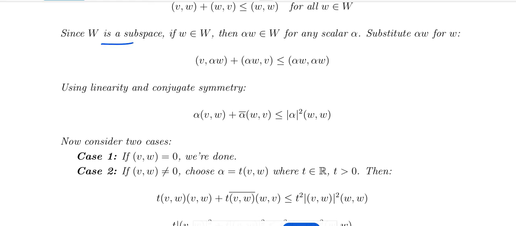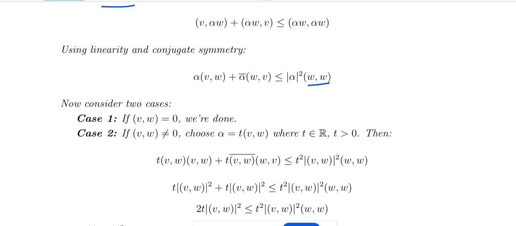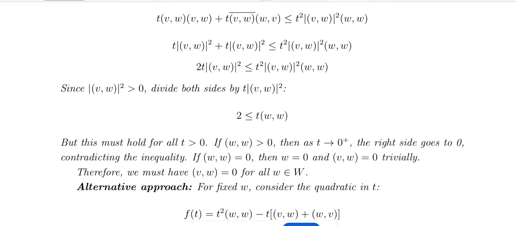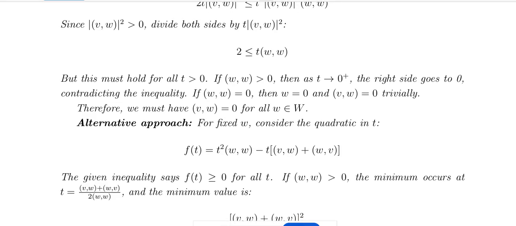W is a subspace, and W belongs to W, then alpha W belongs to W. For any scalar, when you substitute here, this is less than or equal to something. Taking linearity and conjugate symmetry, that is, W alpha becomes alpha, and alpha bar into W, V. Okay, conjugate and linearity and the conjugate symmetry, that is equal to mod of alpha square W, W. So consider the two cases. Then V, W equal to 0.